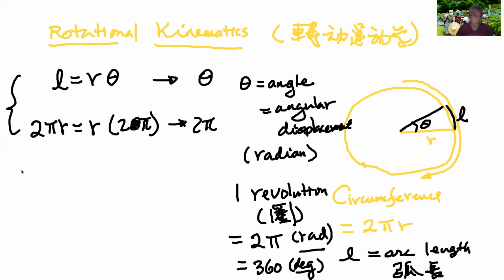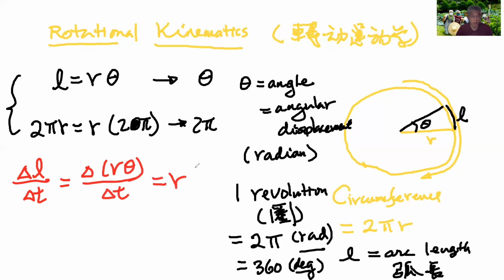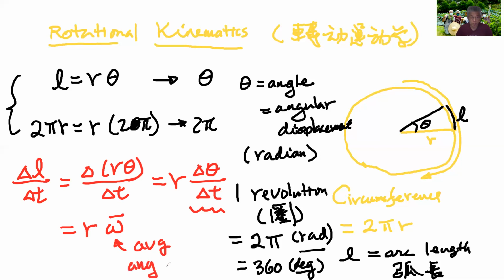So let's say I do delta L over delta T. That would be equal to delta R theta over delta T. And since R is constant, I move the R out, so that becomes R times delta theta over delta T. We define this one here as R omega. Really this is an average term because it's over the time of delta T, so we call that the average angular velocity.